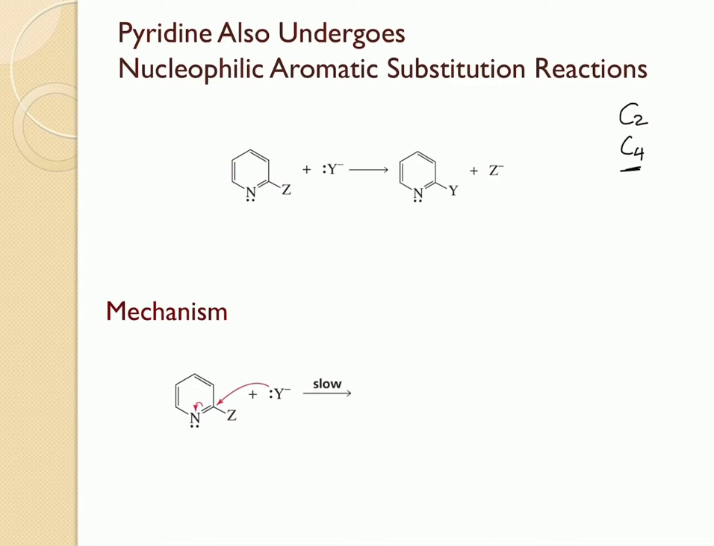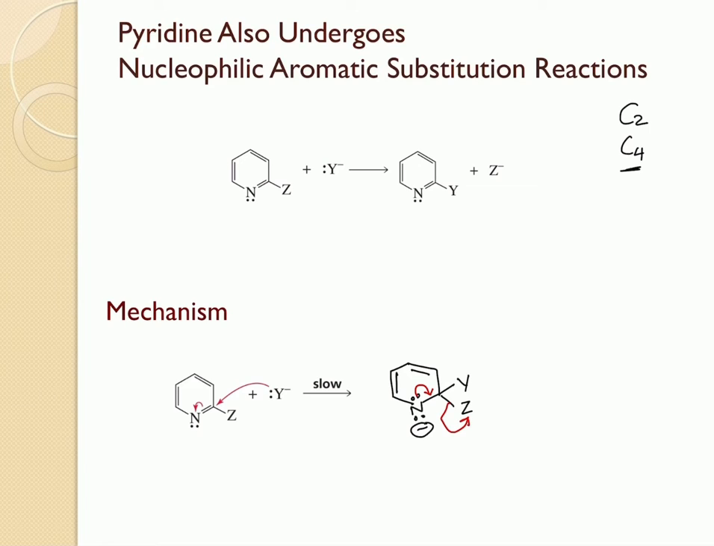Let's take a look at the mechanism. The nucleophile will add to the ring where the leaving group is present, pushing these electrons onto nitrogen. In the next step, these electrons that are present on nitrogen will be pushed back in to restore aromaticity, and the leaving group is going to leave.